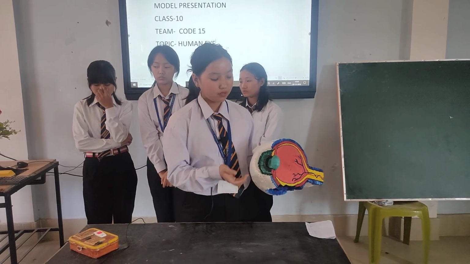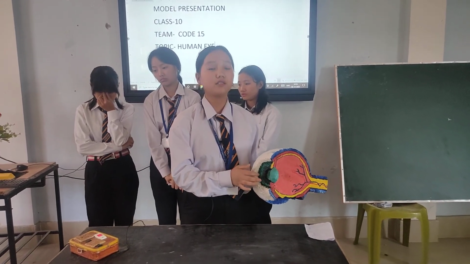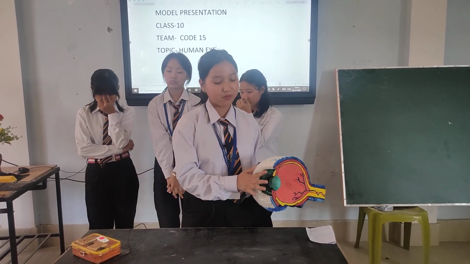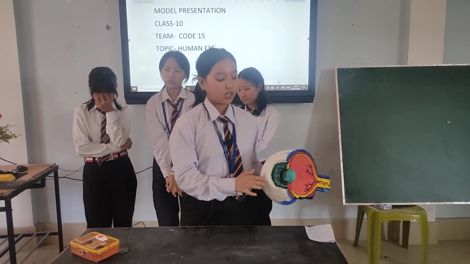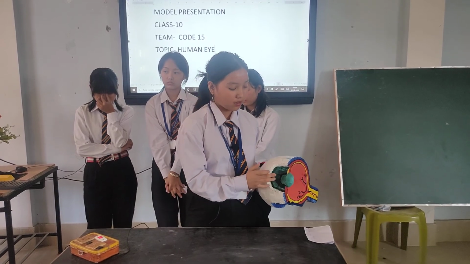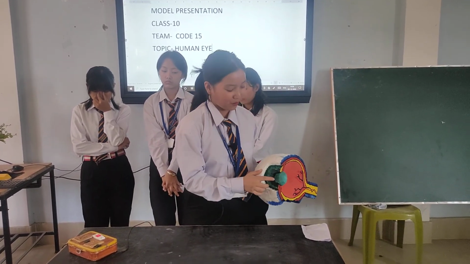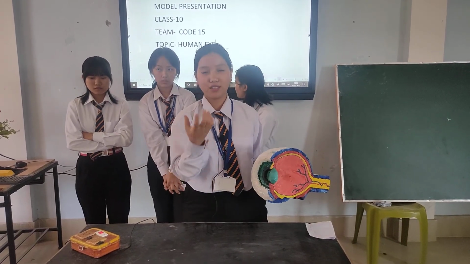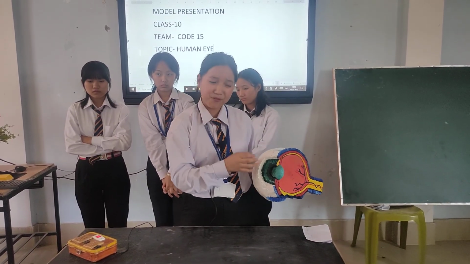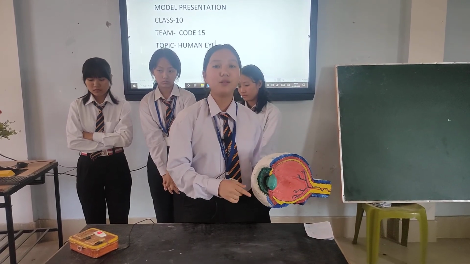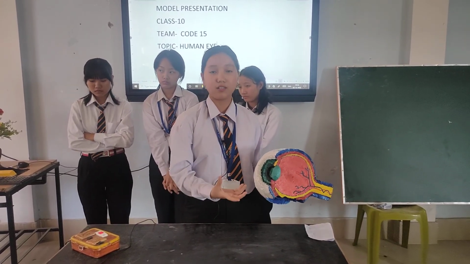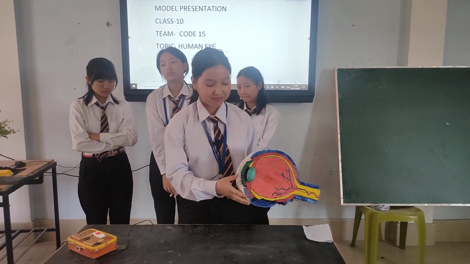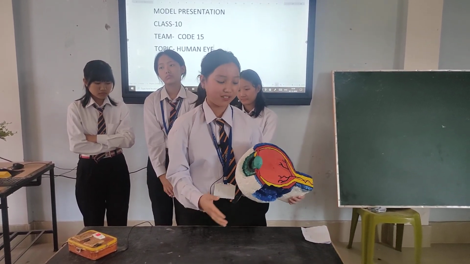So after that, the cornea. The cornea is a transparent substance in our eye. It is on top of the lens, and it is on top of the pupil and the iris. Like you all know, there is a transparent substance in front, so that it helps to view things clearly around us.